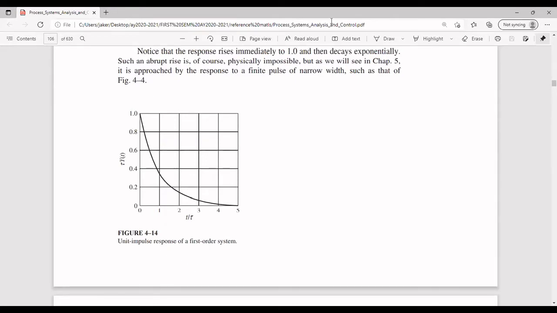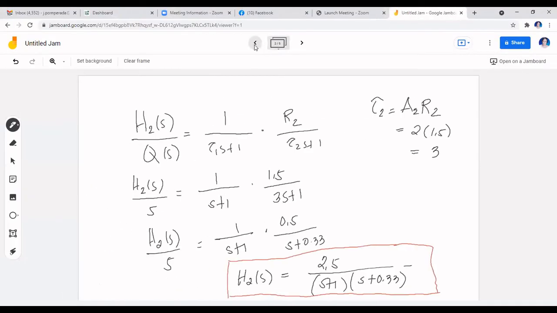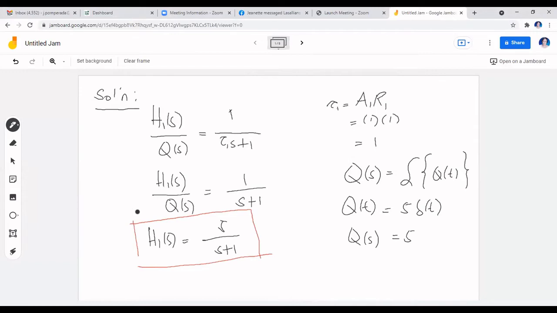What I mean is, if I go back to our whiteboard, this is our H1 of S. Since we have an impulse forcing function of magnitude 5, and that graph is just for 1, you have to divide this by 5. That way it will be applicable to that one. So your response here, H1 of S, will be 1 over S plus 1 only. Now, your tau here, which is 1, is still applicable to that particular graph.